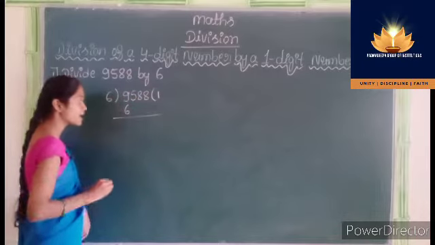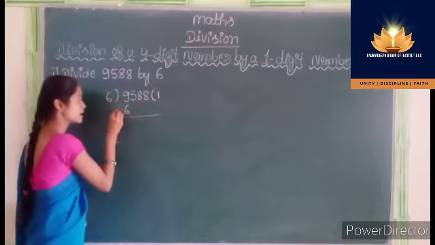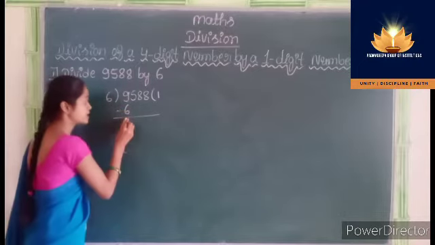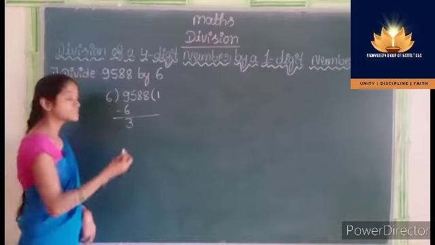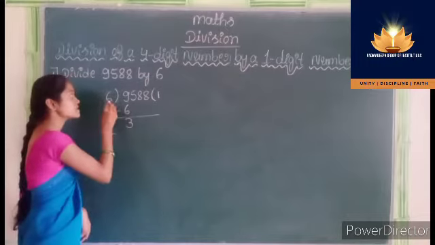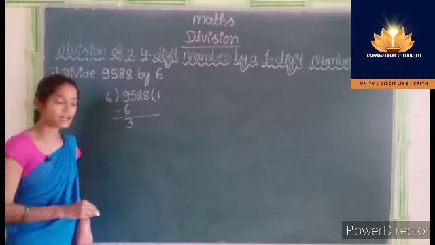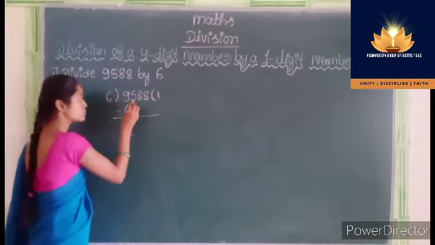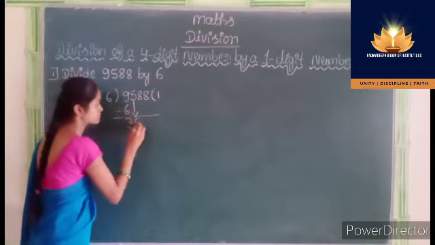Now subtract 6 from this 9. 9 minus 6, how much? That is 3. 3 is less than this 6. We cannot divide 3 by this 6. That's why we have to bring down this 5.